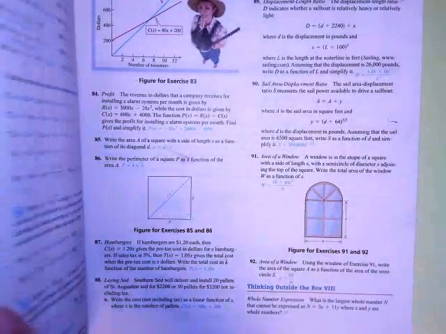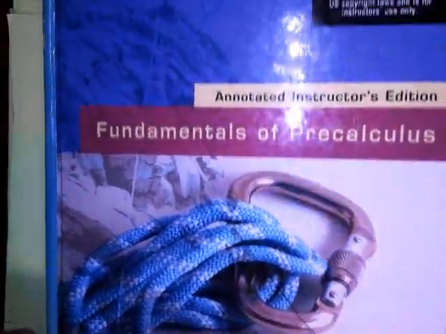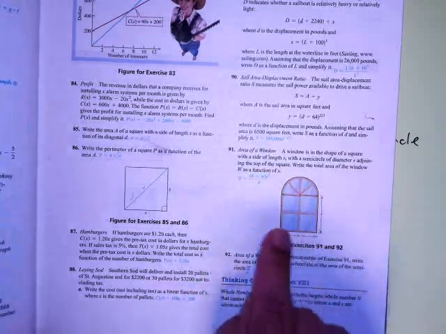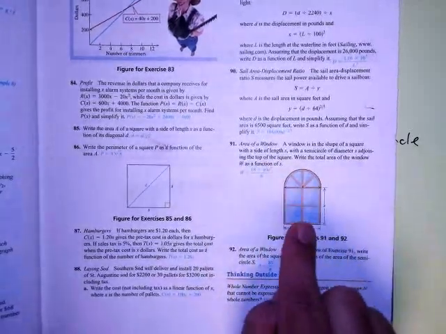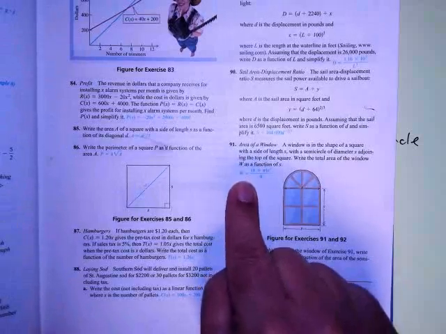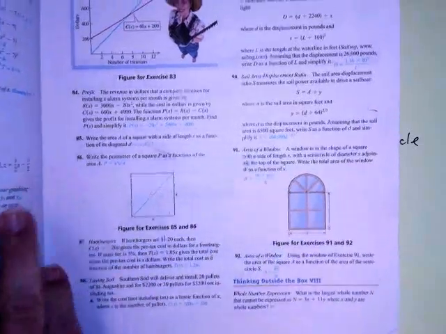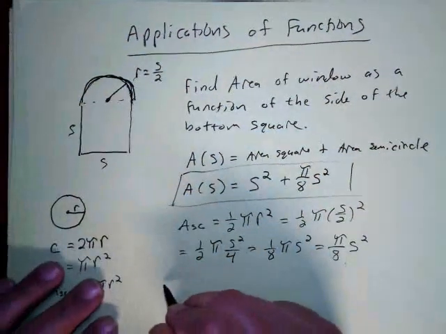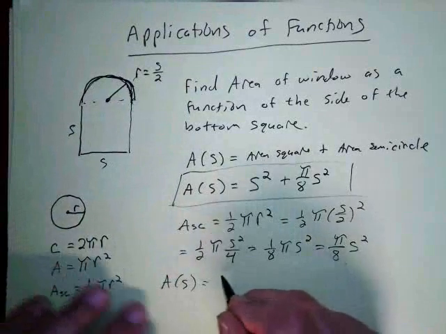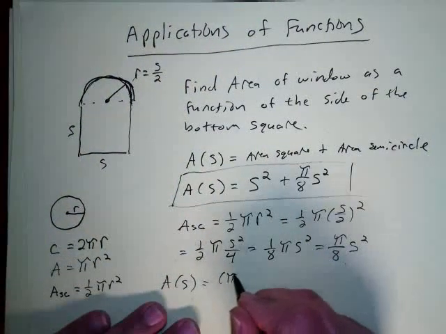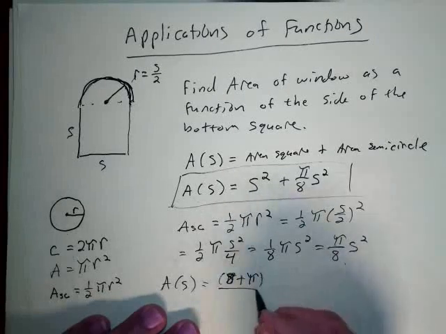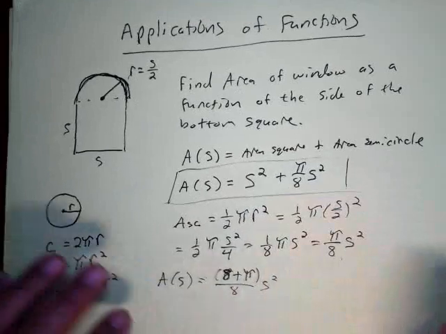I actually got this from the pre-calc textbook that I use in my pre-calc classes. There's the window, and it wants the area of the window as a function of the side of the square. This is the answer that it gives. Actually, they have 8 first: 8 plus pi, all this over 8, times S squared.